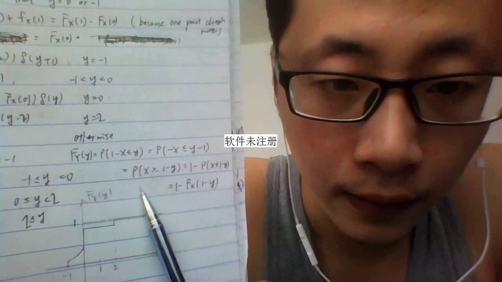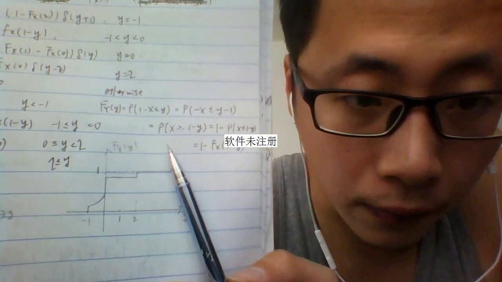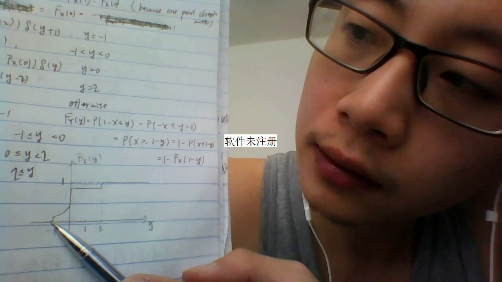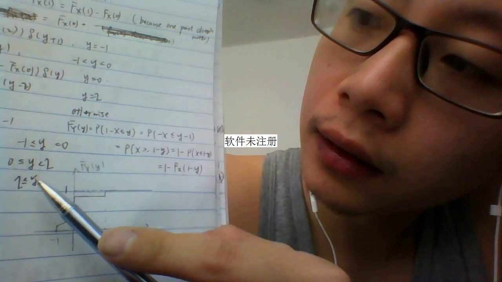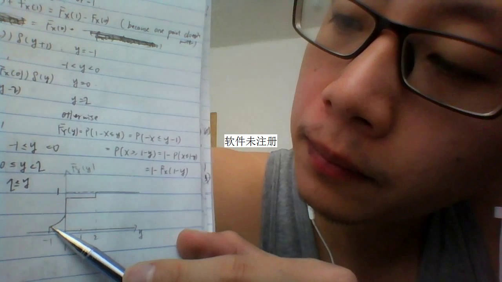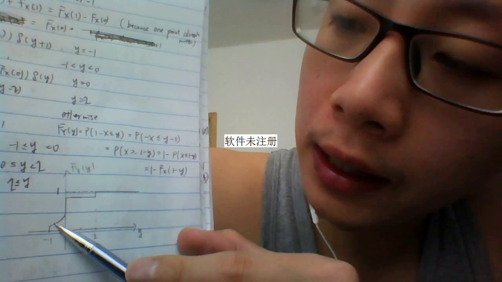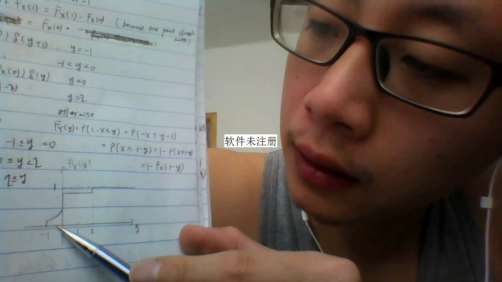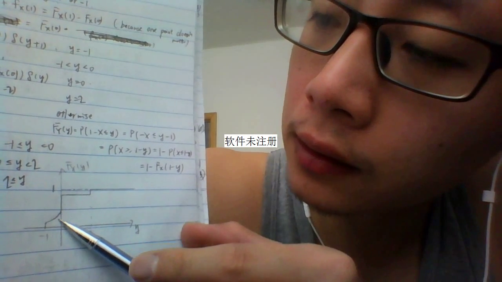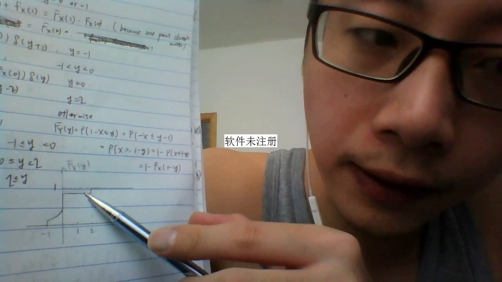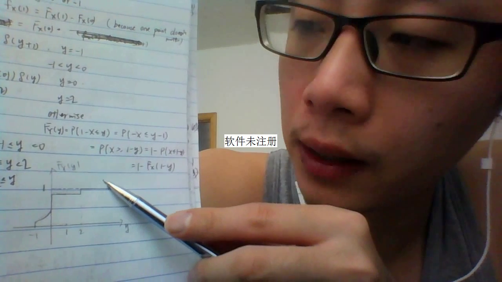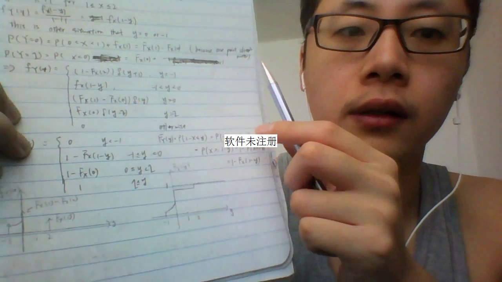And then for big F_Y of y, from minus 1 it starts, and then it is equal to 1 minus big F_X of 1 minus y at this point. And then when it is between 0 and 2, it is equal to 1 minus big F_X of 0. And then after y equals 2, it equals 1. That's all the solution of question 1.